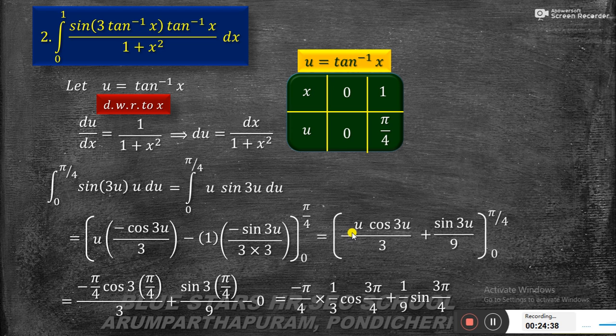Now you write it here, you apply the upper limit, that means u equal to pi by 4. So minus pi by 4 cos 3 pi by 4 by 3 plus sin 3 into pi by 4 by 9. So minus lower limit: this is 0, cos 0, u 0 into anything is 0, sin 0 is 0, so the lower limit is 0. So next minus pi by 4 cos 3 pi by 4, that means we write it as 1 by 3 into cos 3 pi by 4 plus 1 by 9 into sin 3 pi by 4.